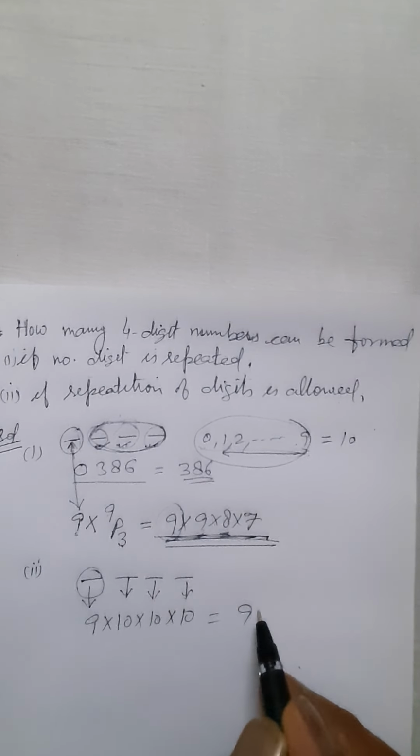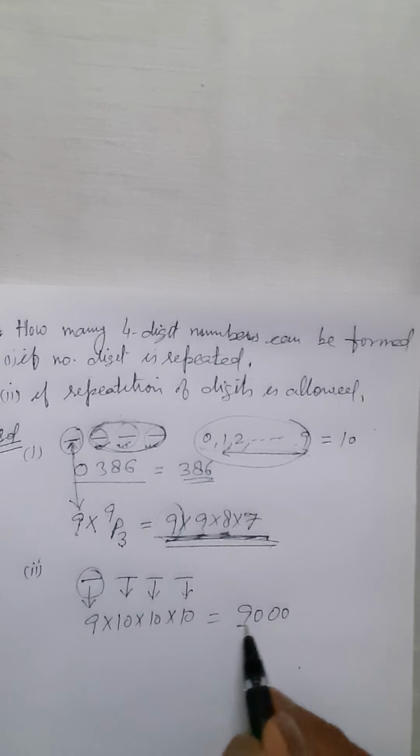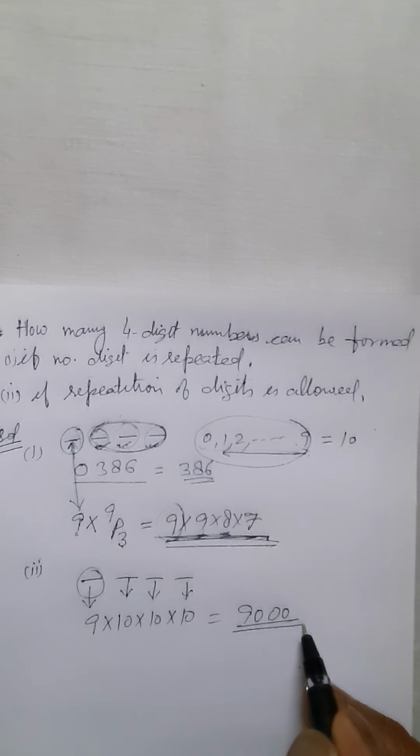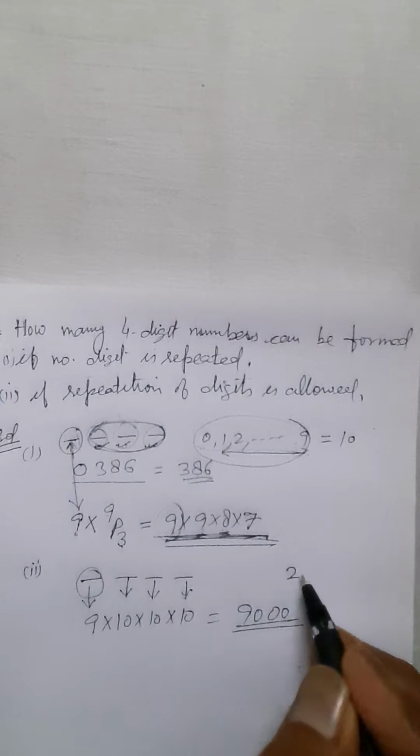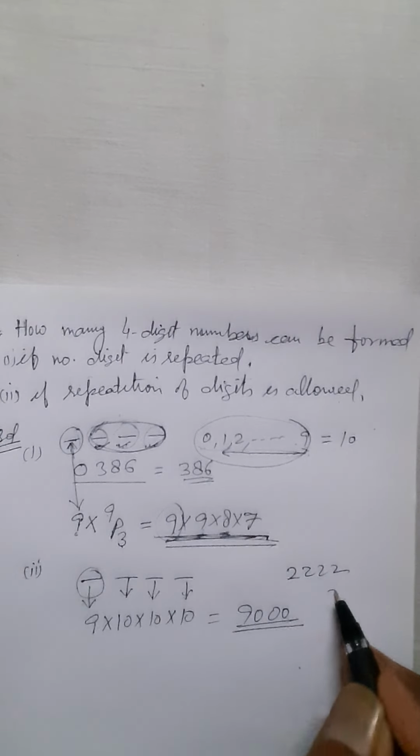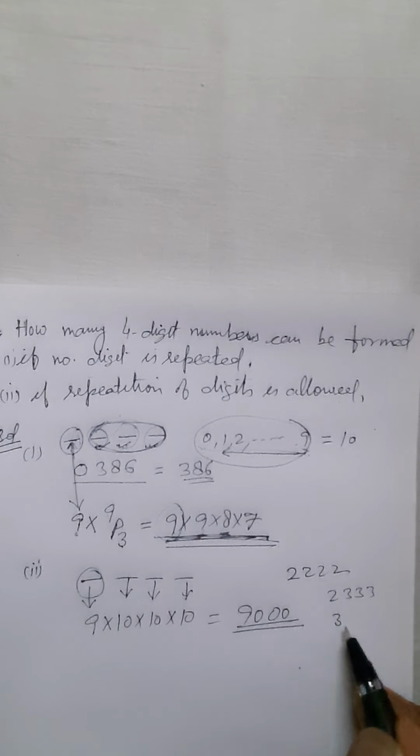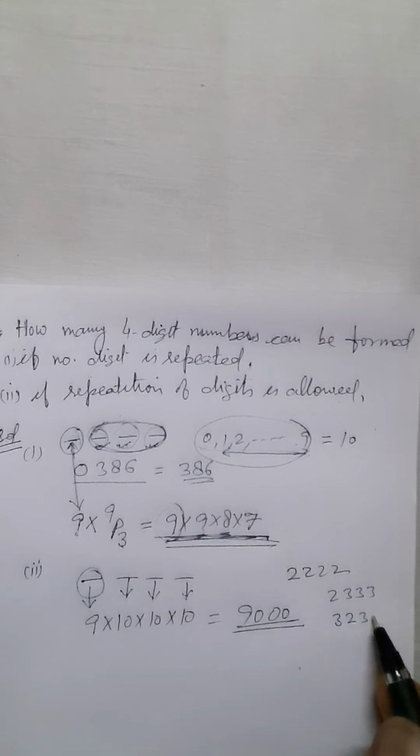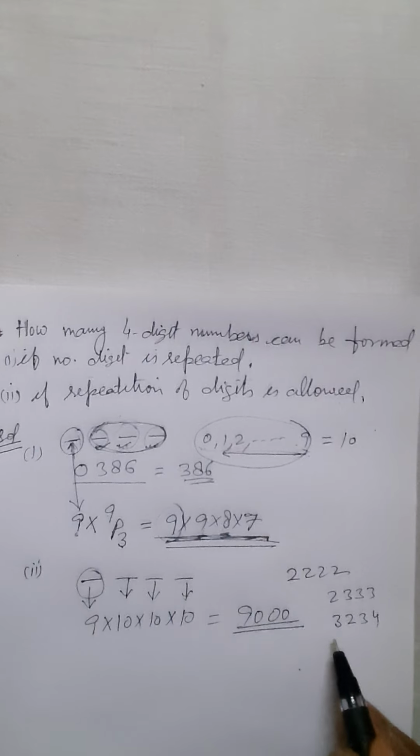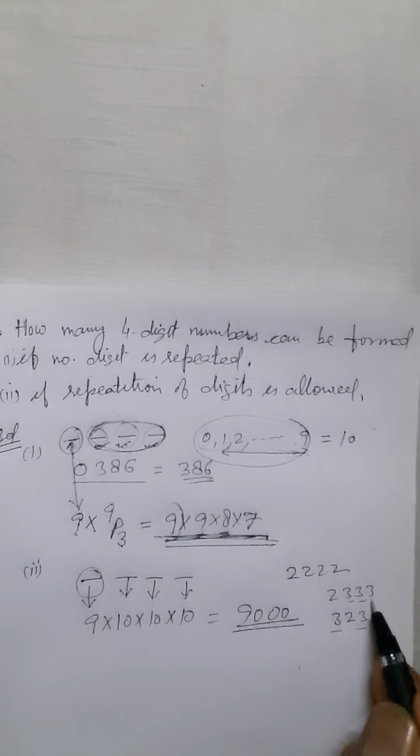So this is 9,000 numbers that can be formed. Repetition means the number may be 2, 2, 2 and 2. The number may be 2, 3, 3, 3. Like this, the number may be 3, 2, 3, 4. So repetitions are here.